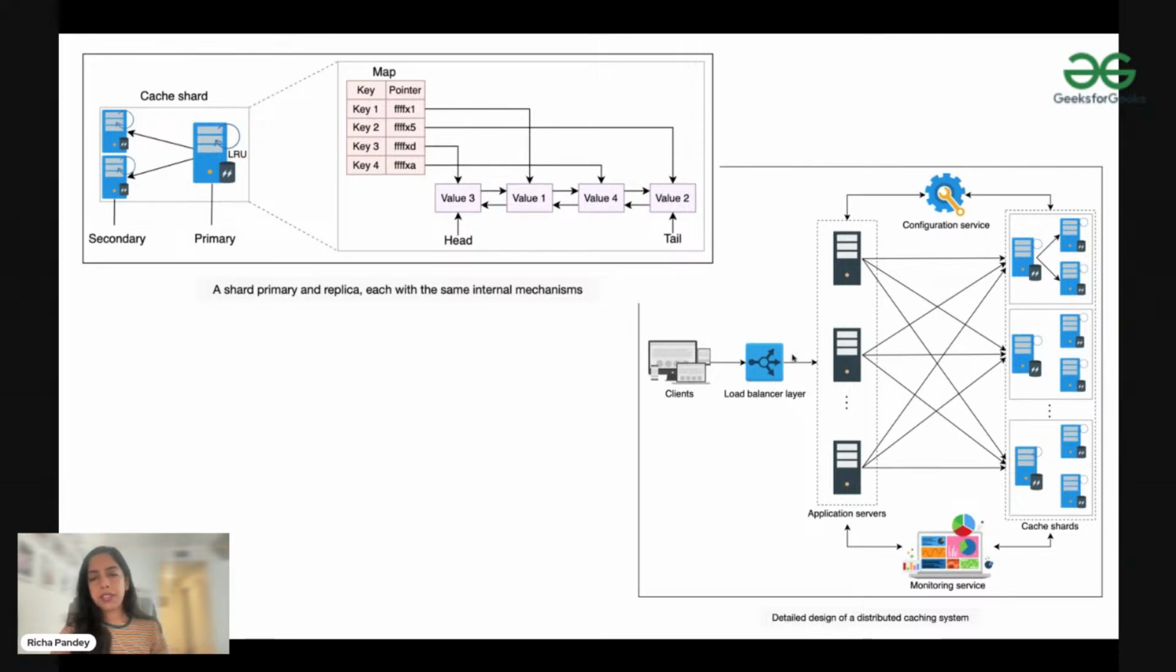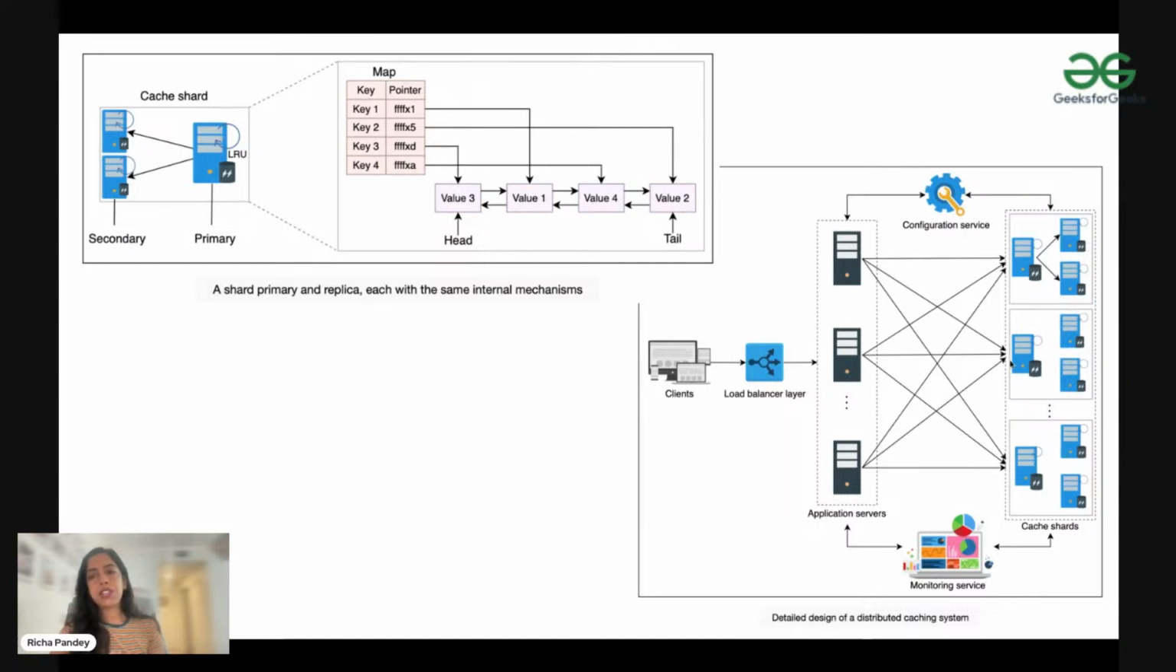Now the load balancer distributes the data across multiple servers. You can see there are 3 servers, and then there are 3 caches. So we have a configuration service. Let's say the first server needs user related data. It will first go to the configuration service. This service will tell the server which of the caches store the user related data. So let's say it tells that the second cache stores all the user related data. Now this application server will go to the second cache.